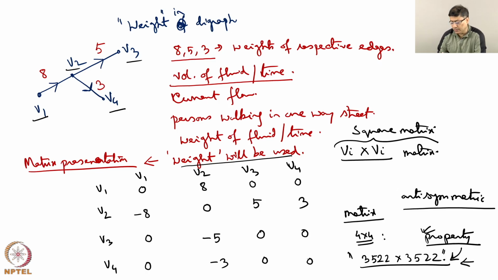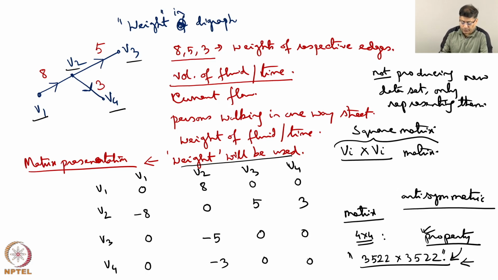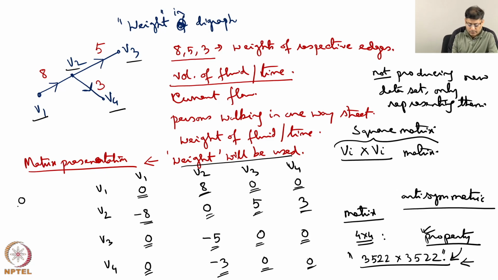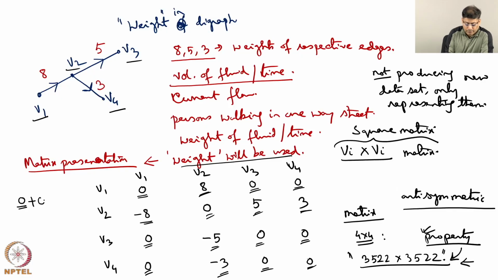In graph theory, we are not producing a new data set, rather we are representing the data set. Out of curiosity, you can add up all the elements in this matrix. What will happen? First of all, there are certain 0 terms, so the sum of them will be 0. Then it is an anti-symmetric matrix. If somewhere we have added plus 3, elsewhere we have given minus 3. So, all of them will be summed up to 0. So, the grand sum will be 0. Check it out.